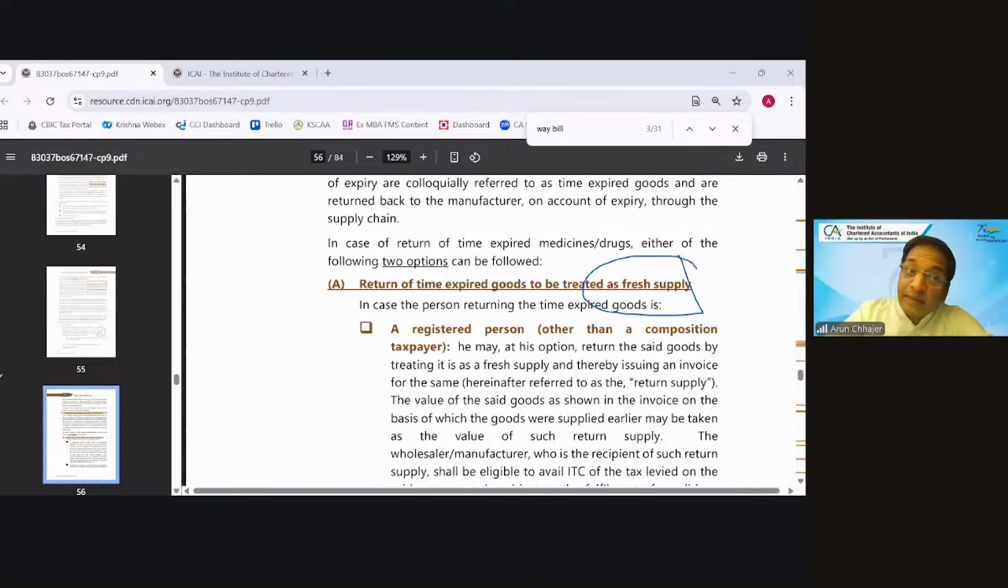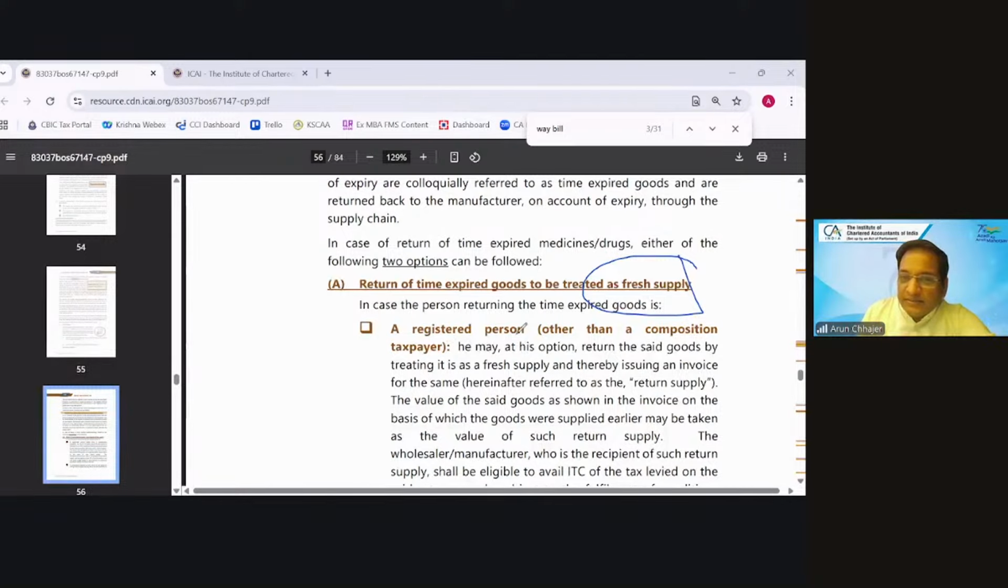Is there any prescribed time limit, that goods should be sold within this time, and after that you cannot sell and cannot issue a tax invoice? It is not like that. And this circular has accepted that time expired medicine can be treated as fresh supply. Returning the goods, you can treat the same as fresh supply.